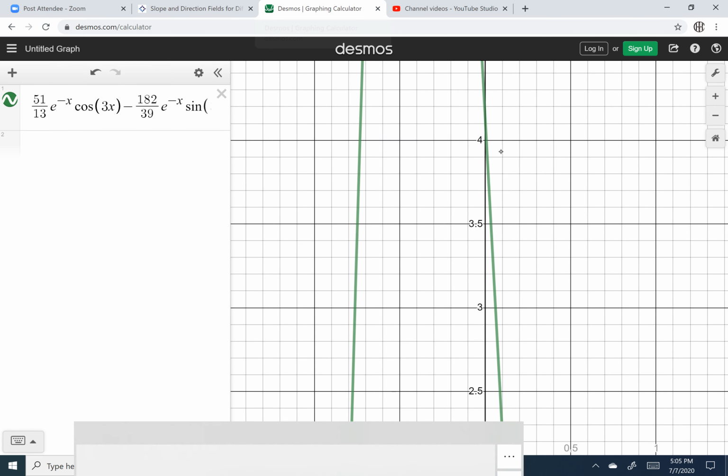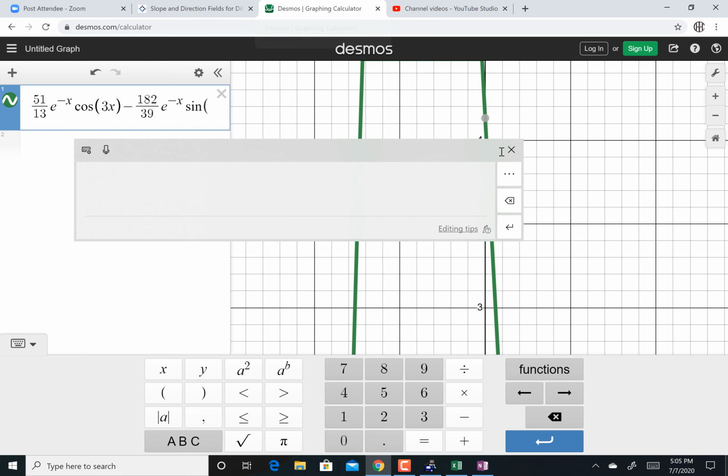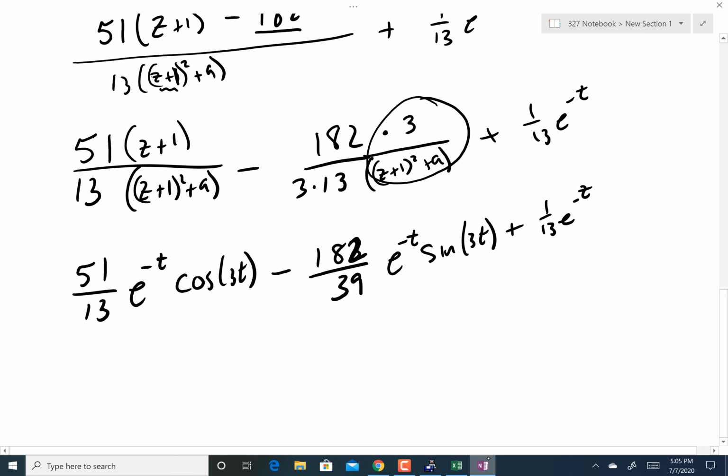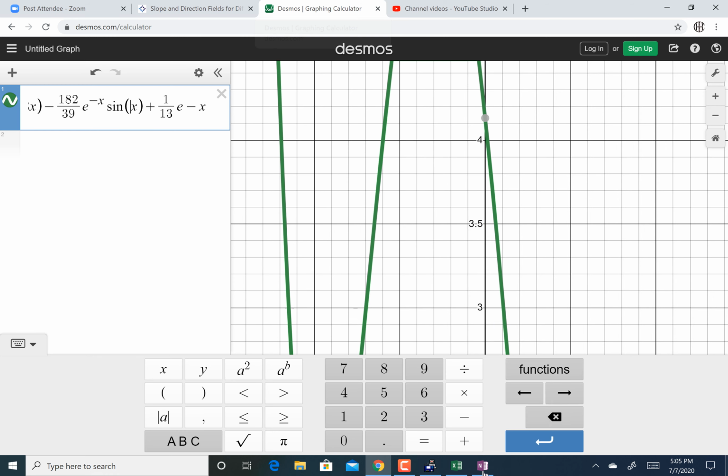See, this looks right. How would I know? What does it go through? 0, 4? Okay, so I made a mistake somewhere. Oh, is it plus 1/13 or minus 1/13? Plus 1/13. Yes.